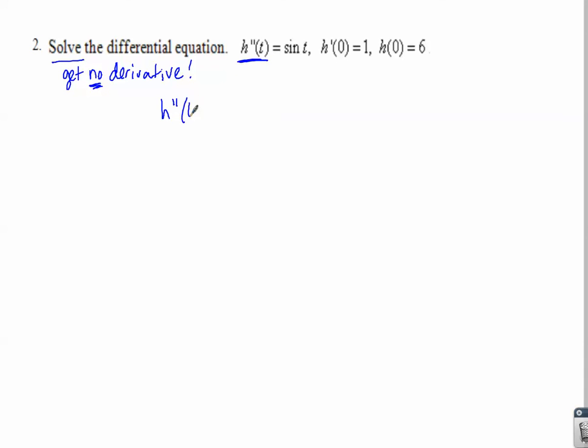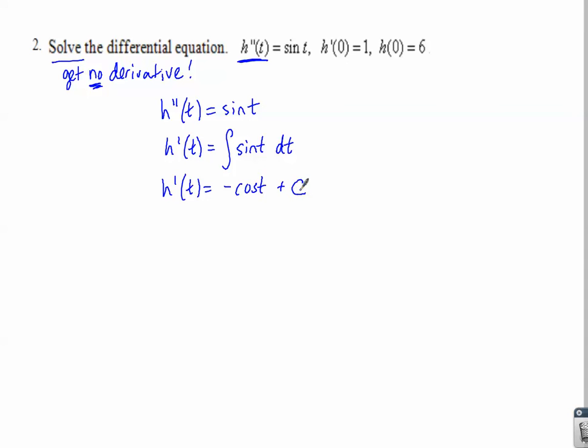So h double prime of t equals sine of t. Let's do 1 antiderivative. Here's how I'm going to write this one. Integral of sine of t with respect to t. If I want to, I could call this dh dt. That might help me to understand where this dt is coming from. So I do this and I get h prime of t equals negative cosine of t plus c.